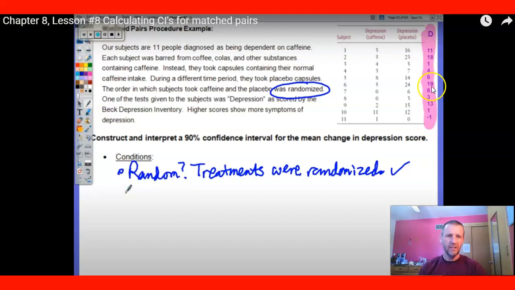This one had a difference of 11. This one had a difference of 19. This one had a difference of 1. This one actually had a difference of -1. That's the list that we're interested in. And so in terms of randomness, what we're looking at is, were the treatments randomized? And they were, because it says the order was randomized. In other words, half of the people got the actual caffeine pill the first period of time and the placebo the second period, and half the people had that reversed. That's what we mean by randomness in this case, because this is the list that we are interested in.